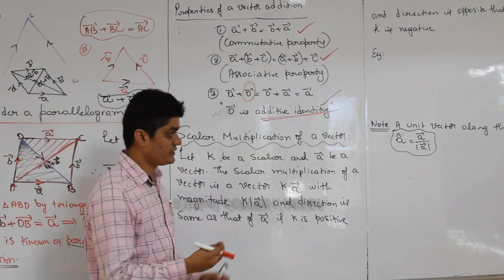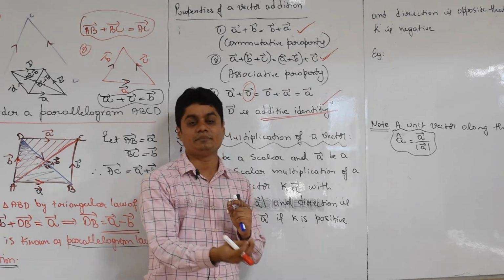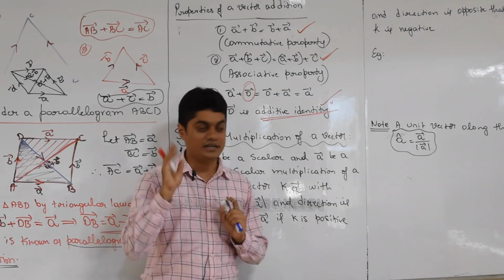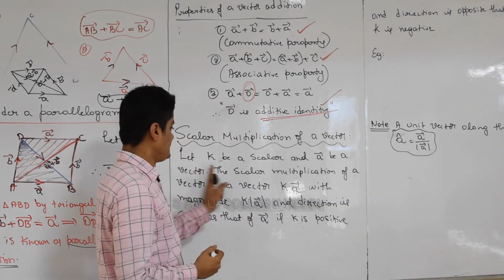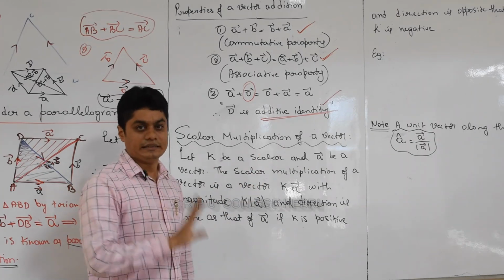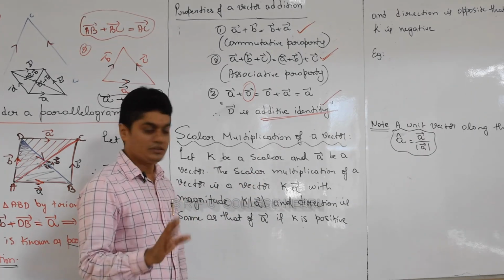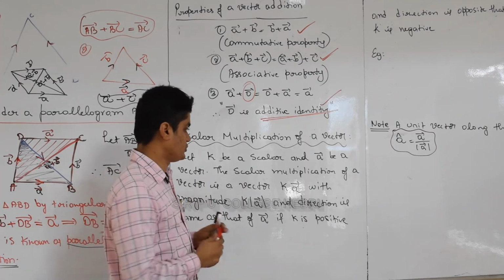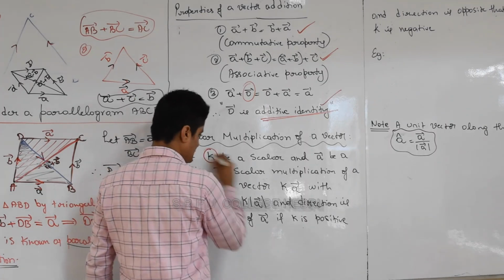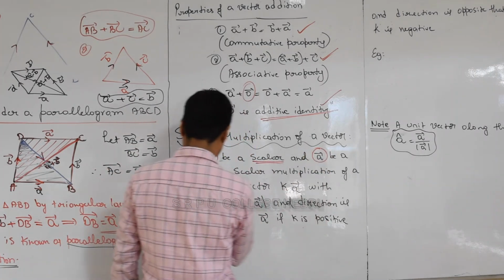Scalar multiplication, when you multiply one real number to a vector, you must observe what happens. Okay, observe carefully. Let k be a scalar. Scalar means a real number. Here scalar is nothing but a real number. Let a be a vector. So consider one scalar and a vector.